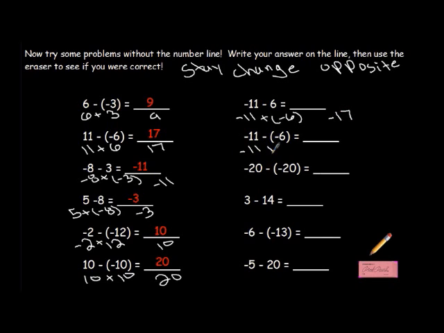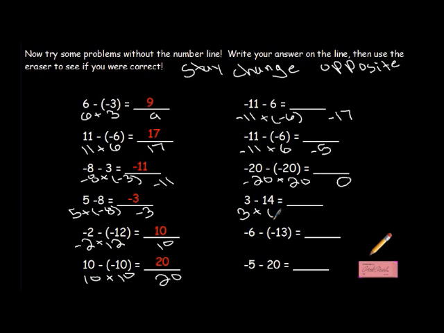Negative 11 plus positive 6. Different signs, subtract, so that's 5. Keep the sign of the bigger one. Stay, change, the opposite of negative 20 is 20. Different signs, so subtract, 20 minus 20 is 0. You can't have a negative 0 or a positive 0, so we're just going to leave it like that.